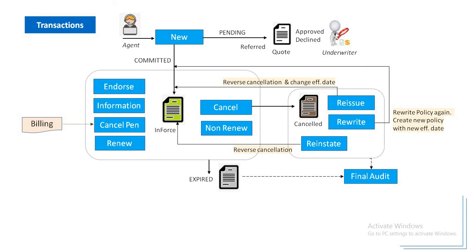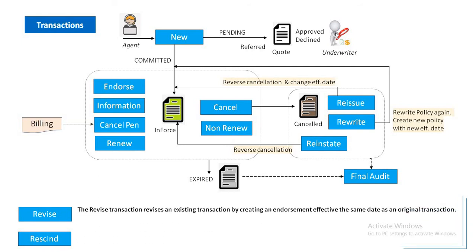Additionally, there are two transactions, revise and rescind. These are used on a previously committed transaction. The revise transaction revises an existing transaction by creating an endorsement effective the same date as the original transaction. Revise can be performed on endorse, reissue, rewrite, and reinstate transactions.